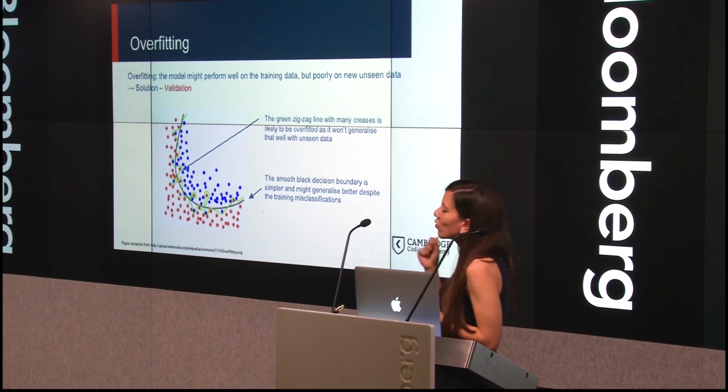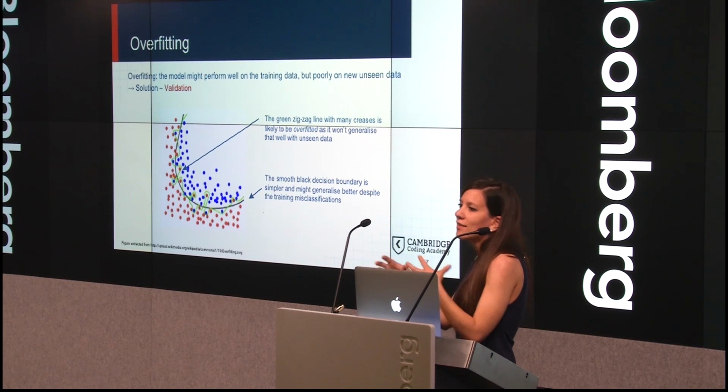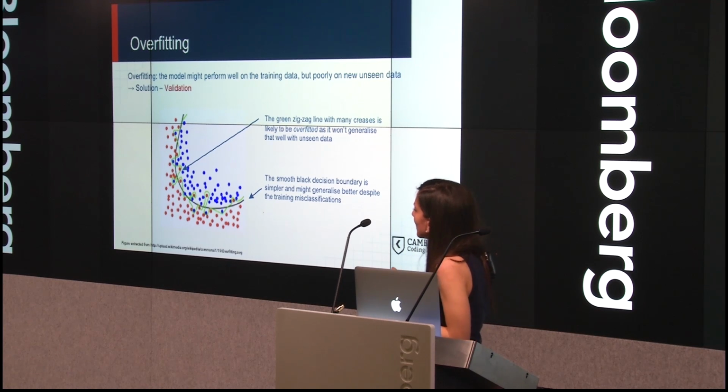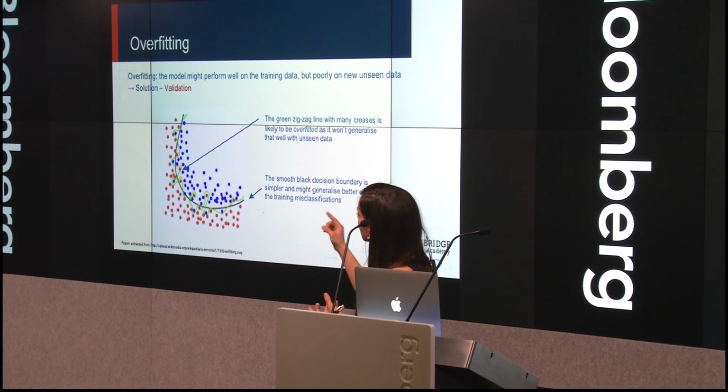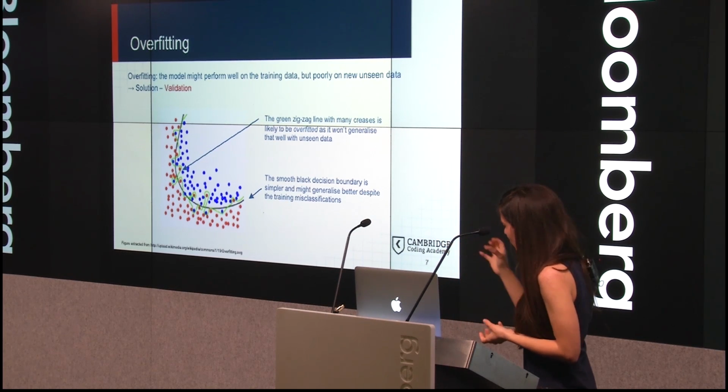And we tend to make it more and more complicated by increasing the degree in a polynomial or surrounding each one of the samples. And by doing so, by increasing the complexity, we end up with this, let's say, green line, whereby you can see this zigzag with many creases.